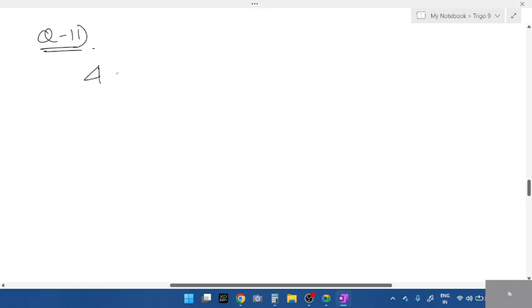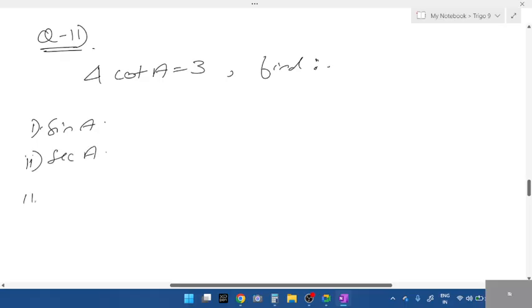Question 11. 4 cot A is equal to 3. Find sin A, sec A, and the third one, cosec square A minus cot square A. Okay, how do you solve this?